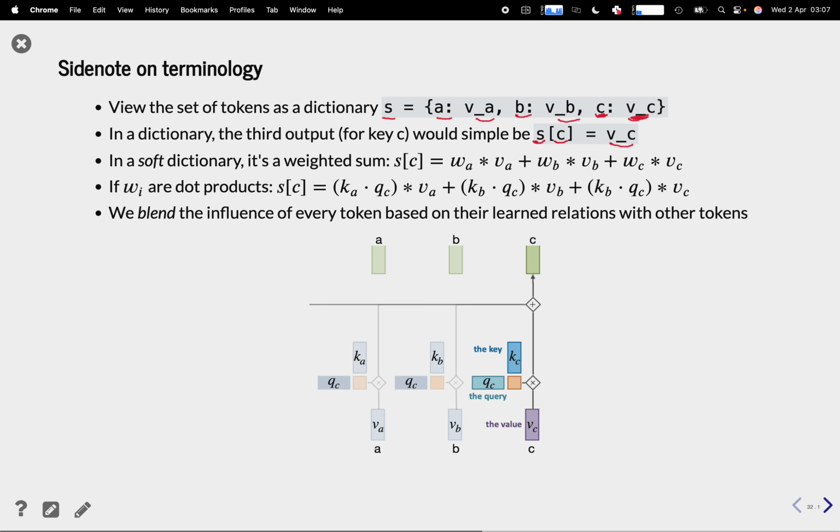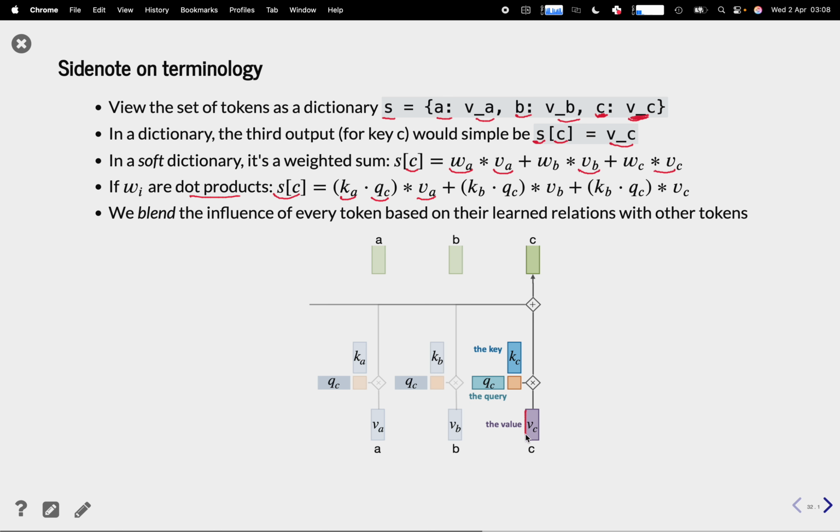Now, if you have a soft dictionary, this is a special dictionary where every value has some weight, and the weight depends on how close the key is to the query, right? And we're going to solve it with dot products. So the output of my soft dictionary is going to be the dot product of every key with my query, times their value. And if you see, this is exactly what's happening here.